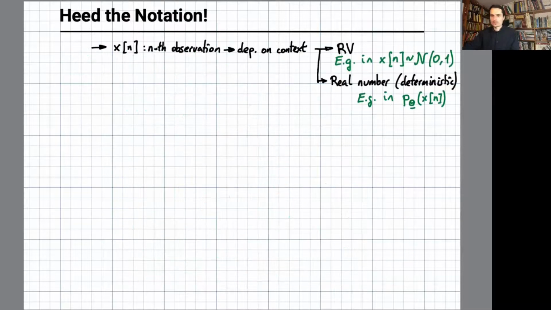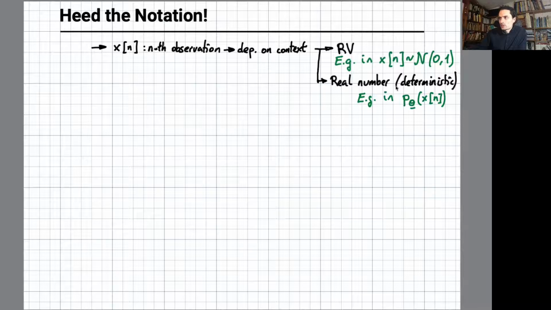So now just a few remarks about notation so we don't get confused. Xn is the nth observation, but depending on the context, it can represent a random variable, right? So for instance, when we write something like this, it is clear that this thing is random.